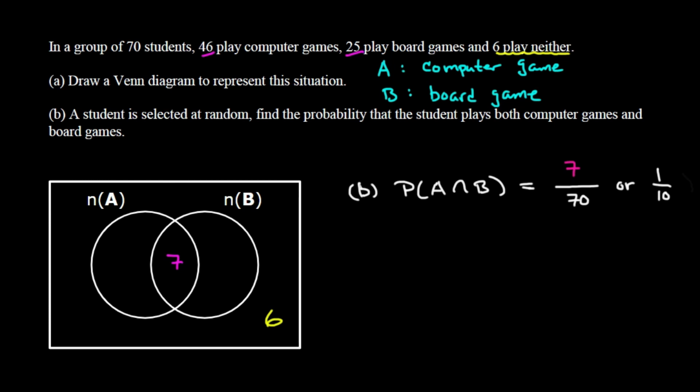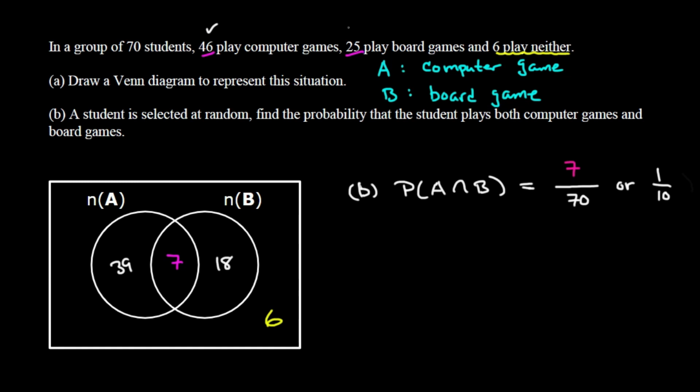And again, just for the practice, let's fill in the rest of our Venn diagram here, where if I have 46 in my A set here, or in my number of outcomes for event A, I have to subtract 7 from 46. And I'll just do that in white. So that's going to be 39. And double check, 39 plus 7 gives me 46. And then take 7 away from 25, which is going to give us 18.